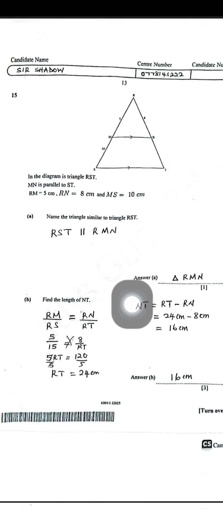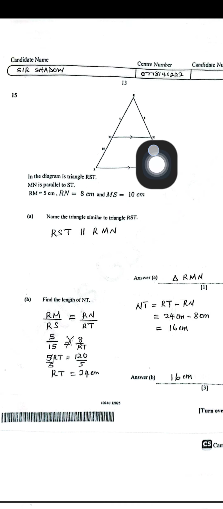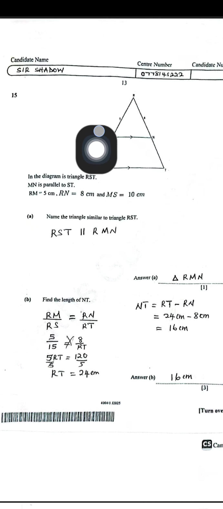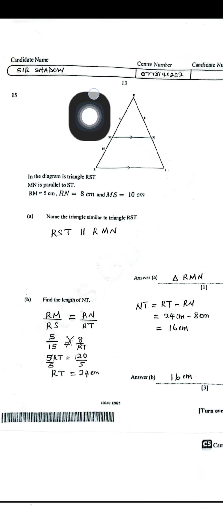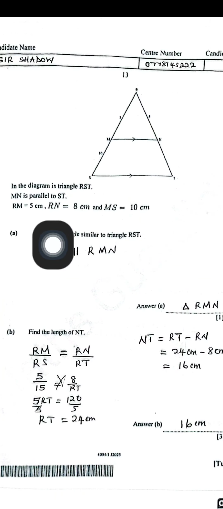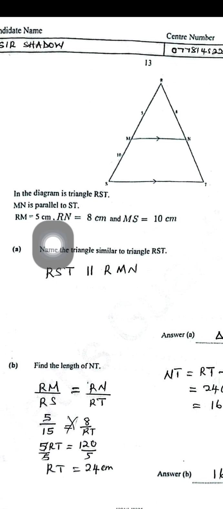Right, let's move on. Question number 15, which is also known as similarity and congruent. This diagram we are given, we are dealing with similarity and congruent. Since this one is similarity and congruent, from this diagram we are given, let me zoom the diagram so that we see each and every number and even letters.